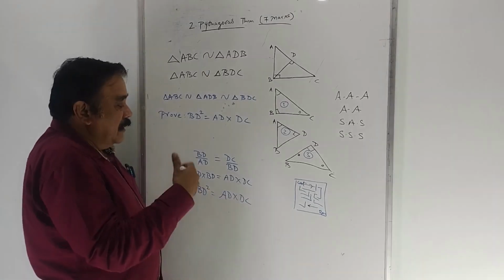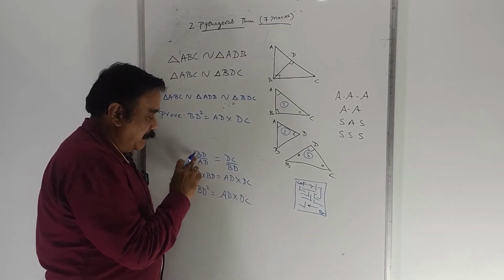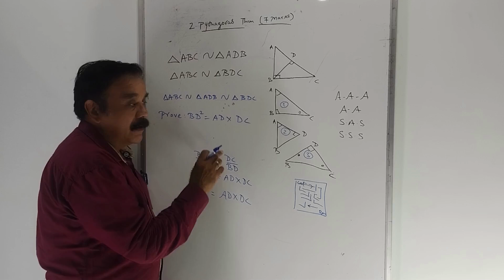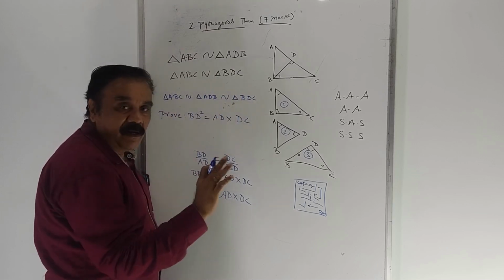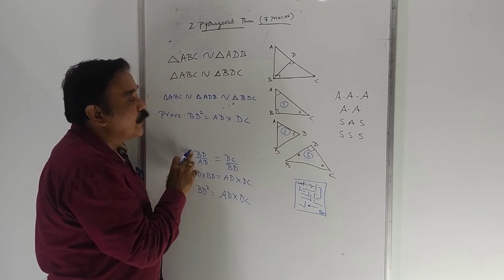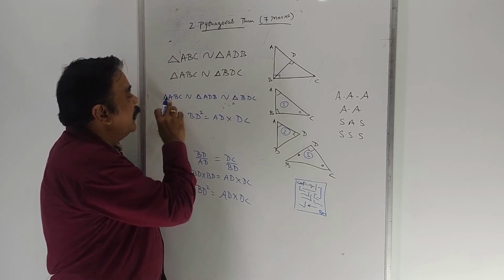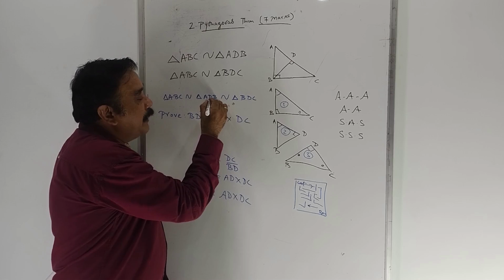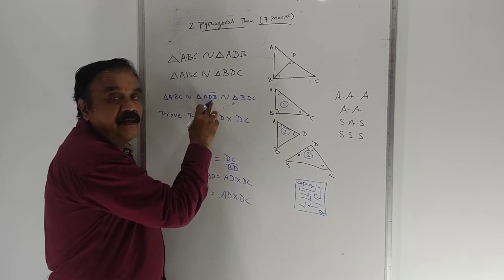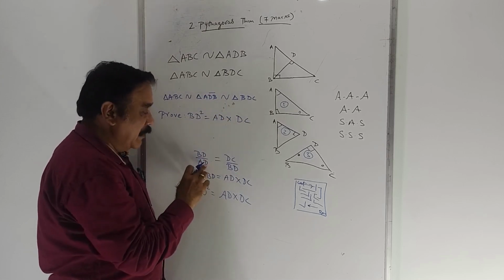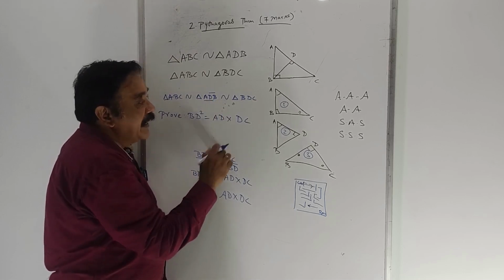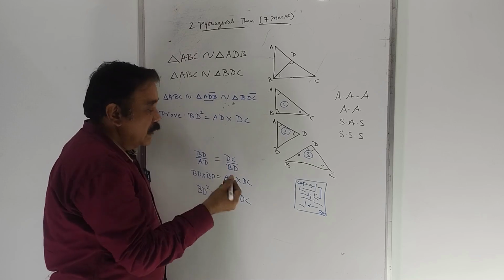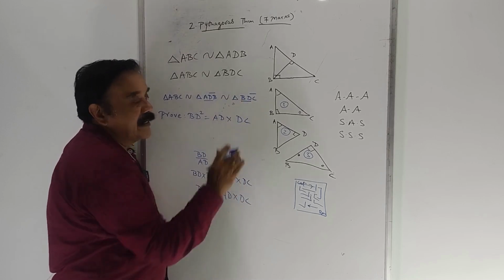Now remember one thing, where will you get this BD, AD, DC, AB? We have proved that these three triangles are similar. Just check, where do you get BD? You get BD here. Is that clear? BD or DB is one and the same. Where do you get AD? AD I will get here. Where will I get DC? That I will get here. Where will I get BD? That I will get here.